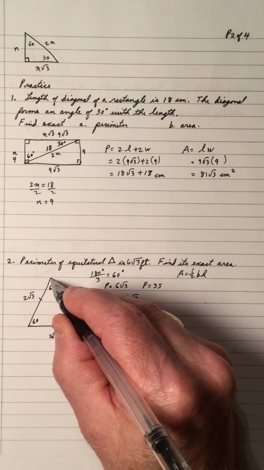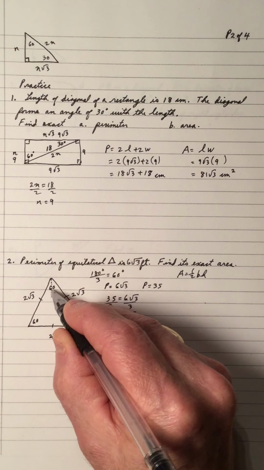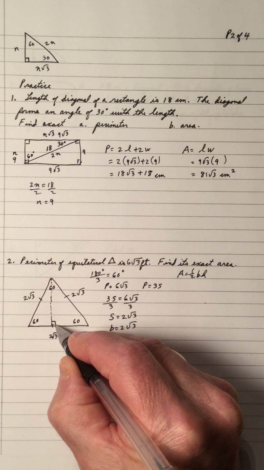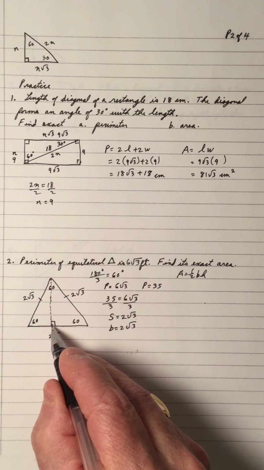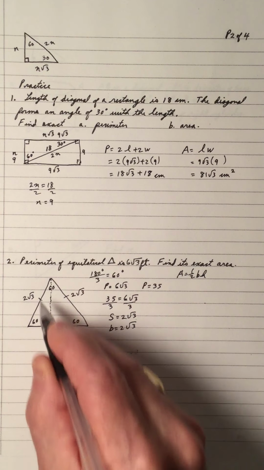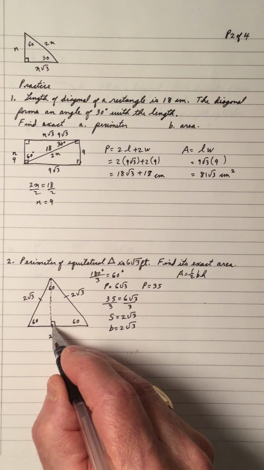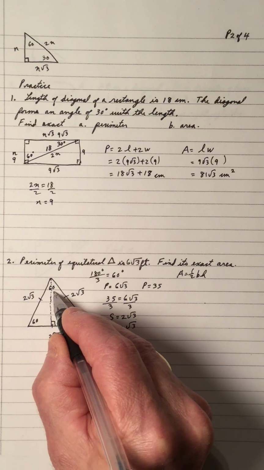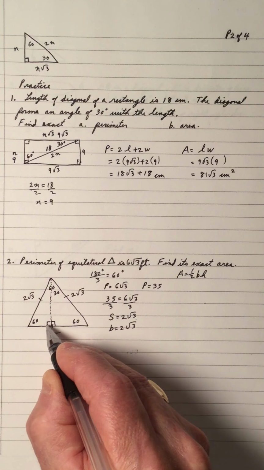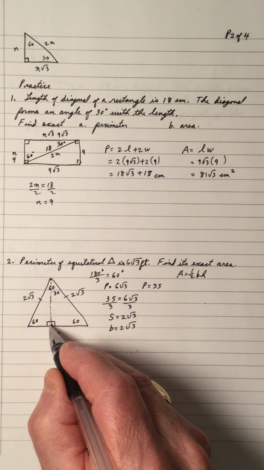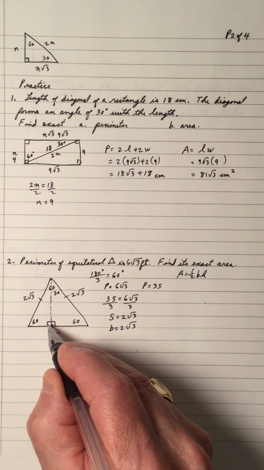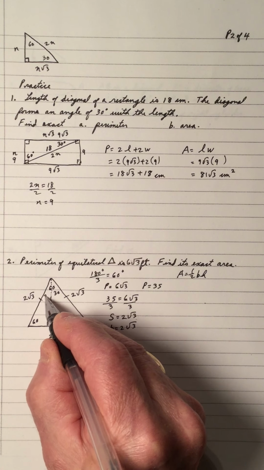We need the height, so let's drop a perpendicular down from the top angle to the base. When we drop that perpendicular down, notice that we get a right angle. That perpendicular is also the height. This is a 90 right here, because a straight angle is 180 degrees, so 90 and 90 makes 180. And 90 and 60 makes 150, so this angle is 30.